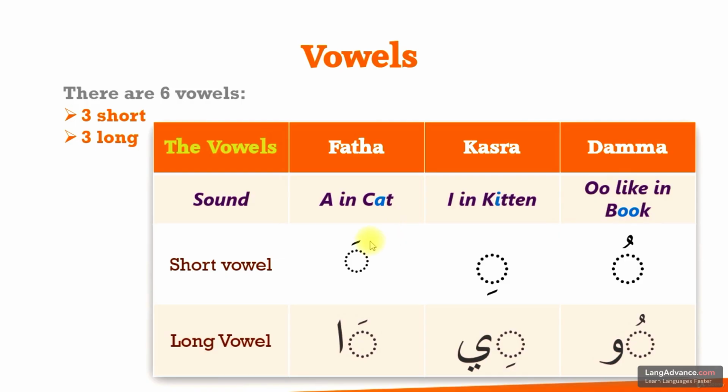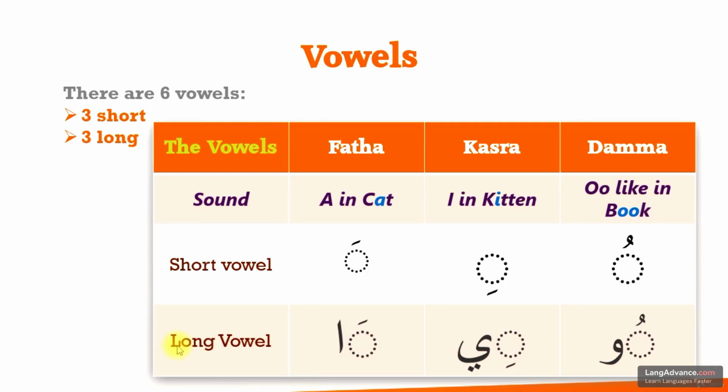In the short vowel, fatha will be written as a diagonal line on top of the letter. The kasra is written under the letter, and it's also a diagonal line. And the dhamma is like a little 9 on top of the letter. When we have this symbol on top of any letter, it will have the vowel a with it. When you have this under any letter, it will have the vowel i. And when we have this symbol on top of a letter, it will have the vowel u.